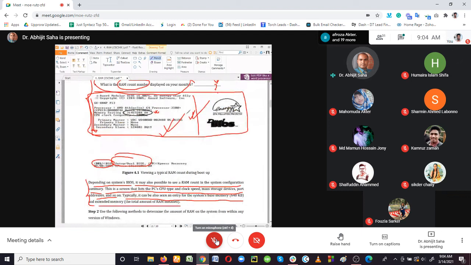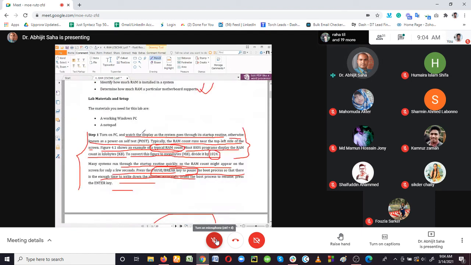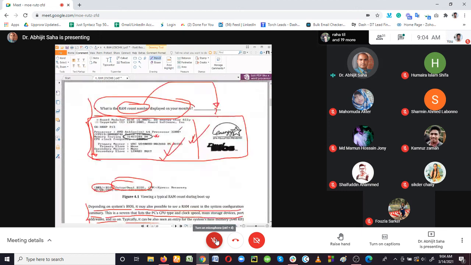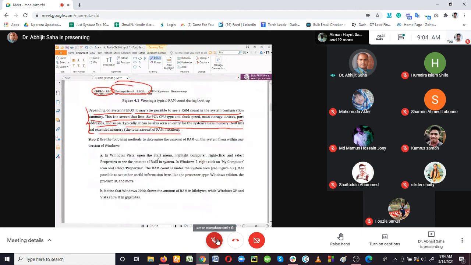So this is one of the ways to know how much RAM we are having: determining the amount of RAM in the PC. And the second step: use the following methods to determine the amount of RAM on the system from any version of Windows.